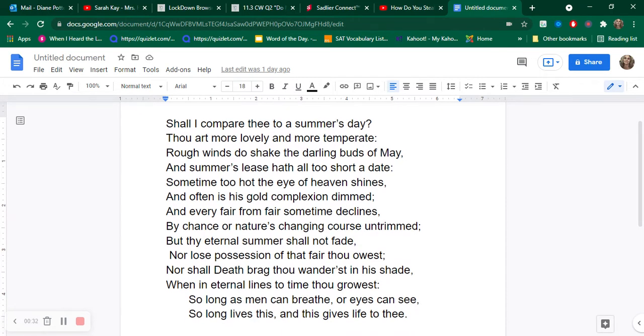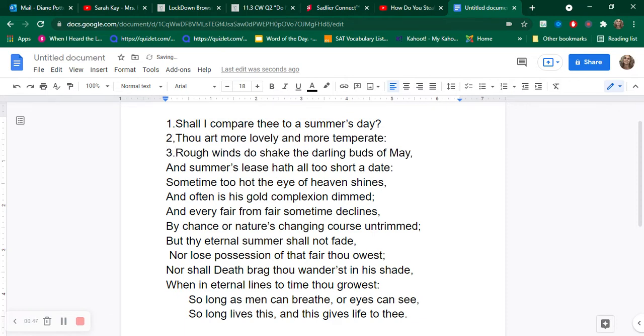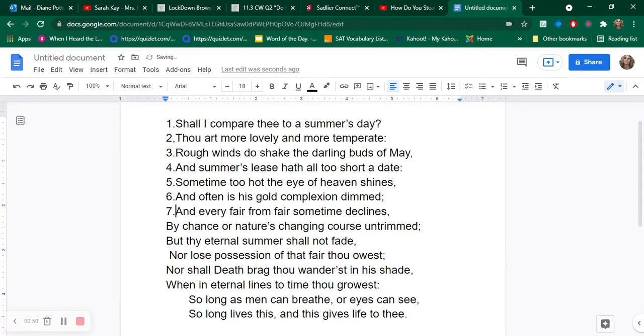18 lines. For starters, hopefully you have it all open right now. You are going to count the lines on the right. So I want you to, this is Notability, write one here. 1, 2, 3, 4, 5, 6, 7. Everybody's writing, everybody's counting lines, everybody is annotating the poem.